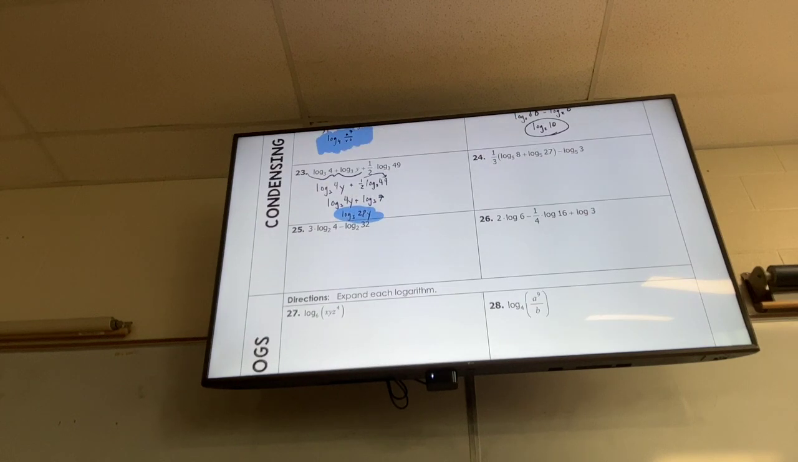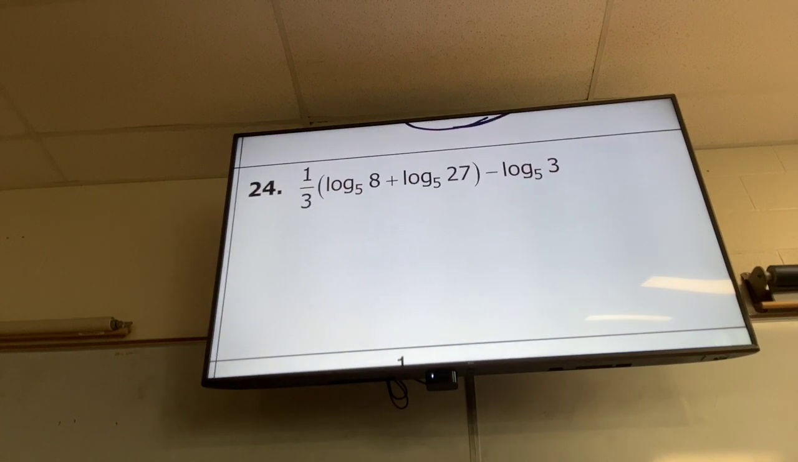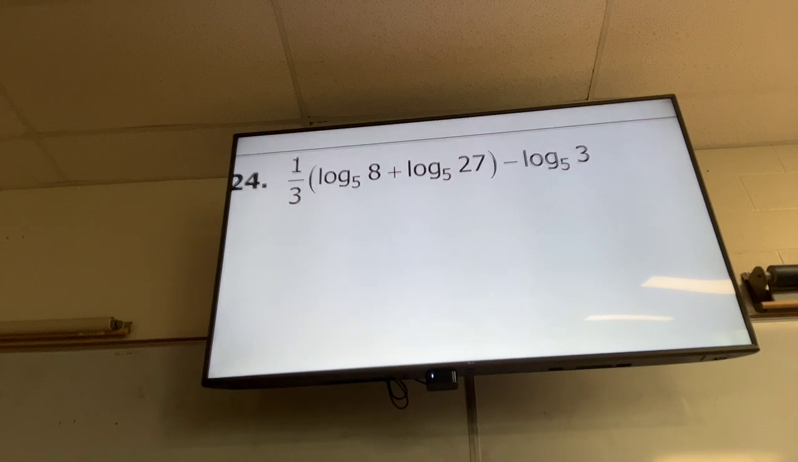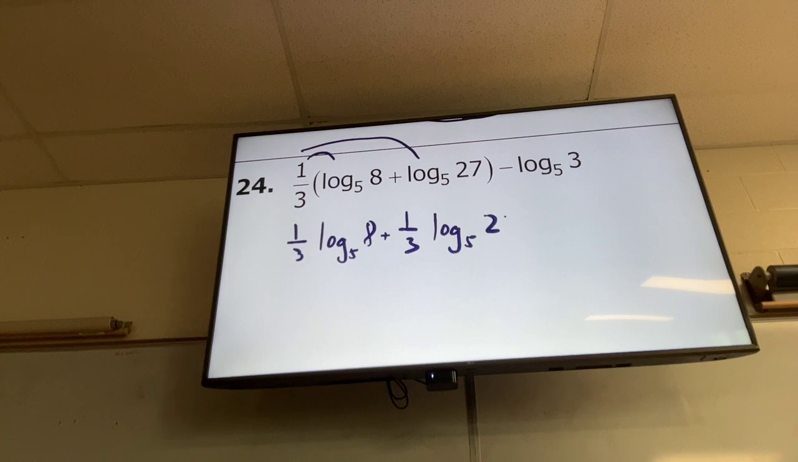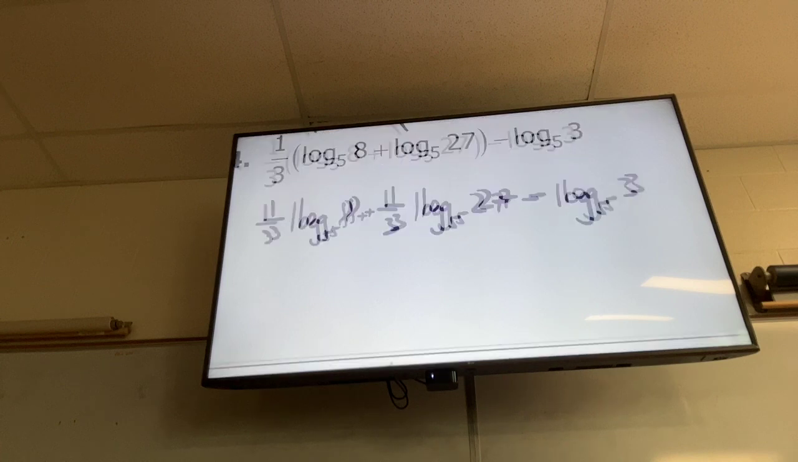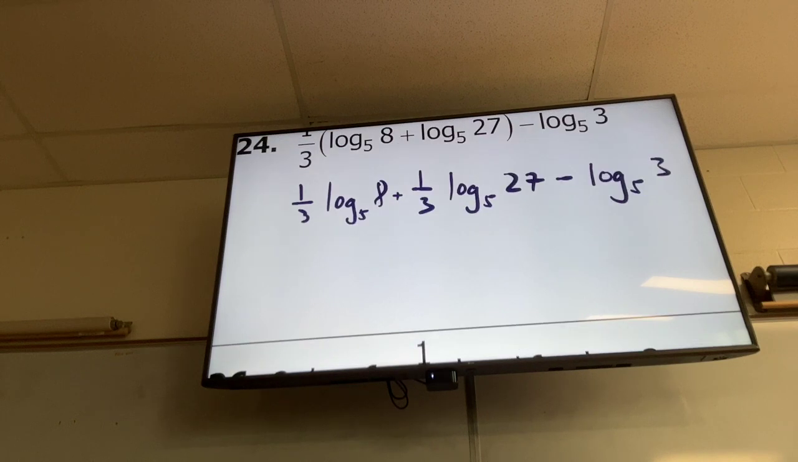Alright, 24. So what should I do first? Yeah, that's true. Let's distribute. Alright, let's combine these first two, but I've got to do what first? Gotta take that coefficient and move it inside.